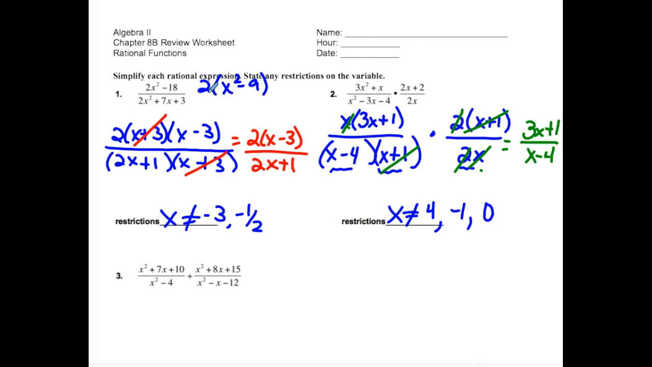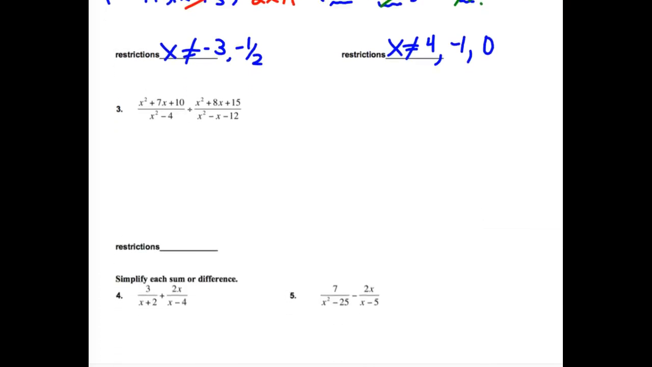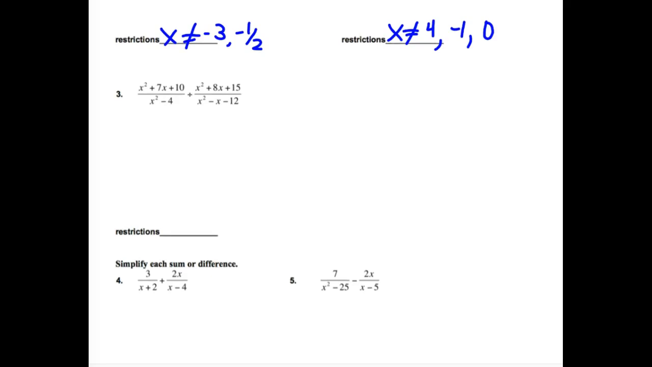Okay. Question 3 is a division problem. What's the one different thing we have to do for division? Yeah, we need to multiply by reciprocal instead. So can we factor this as we flip that second fraction, as we take its reciprocal? All right, let's factor as we go.